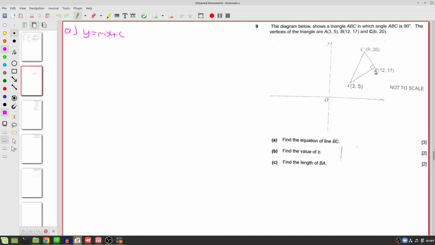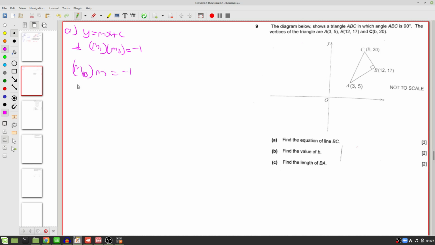But we've got something else here. We know it's a 90-degree triangle. So those lines are perpendicular. Now, what do we know about perpendicular lines? For perpendicular lines, the gradient of the one line multiplied by the gradient of the other line is equal to -1. Okay, so that's what we'll use. So we can find the gradient of AB, because that's perpendicular to BC. So the gradient of AB multiplied by the gradient we want, I'm just going to call that m, is equal to -1.